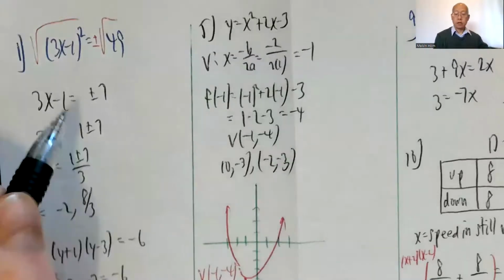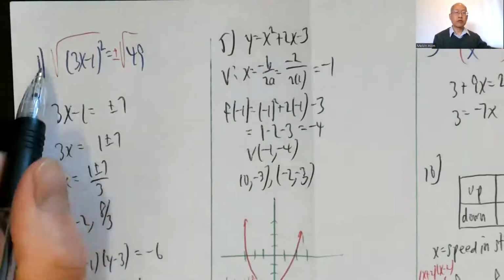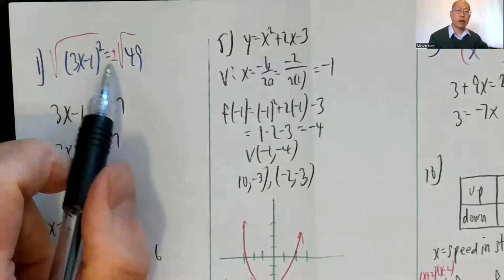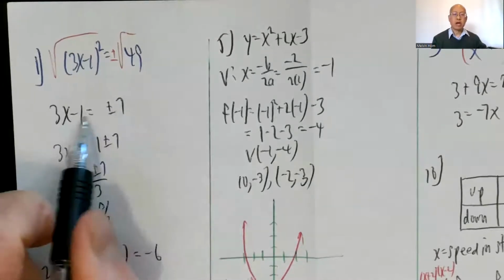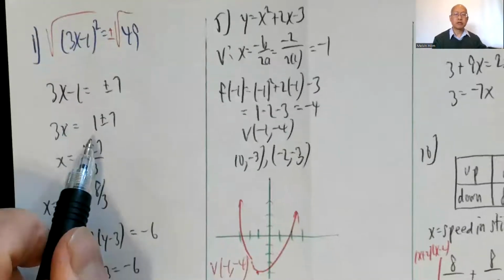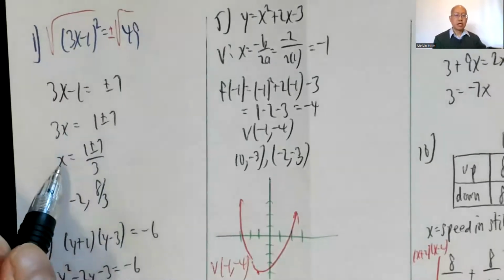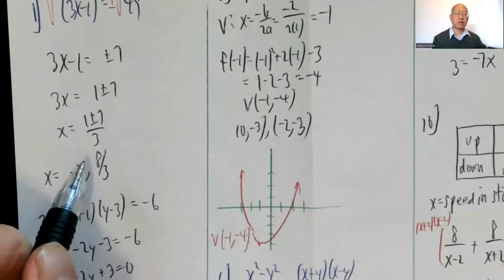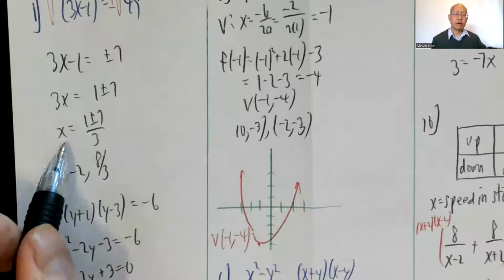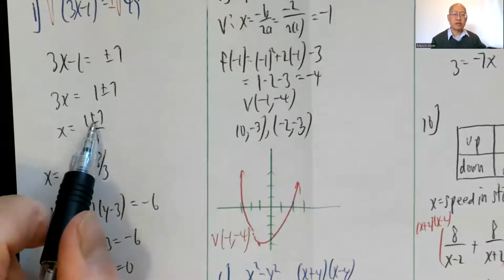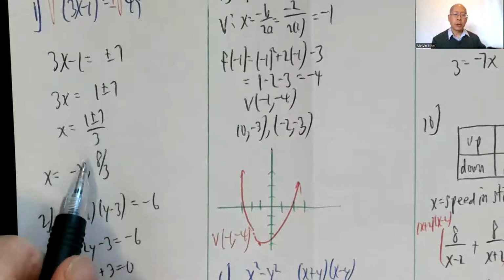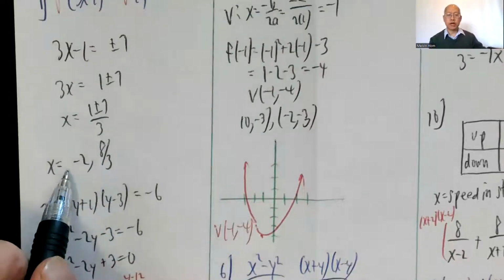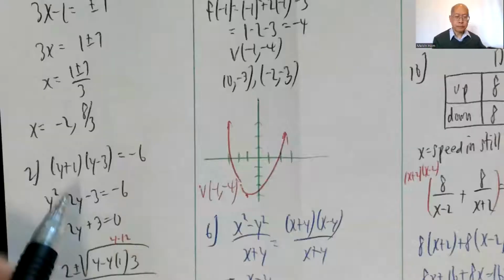Question number 1, use the square root property, take the square root of both sides, include a plus or minus. So we get 3x minus 1 equals plus or minus 7. Add 1, 3x equals 1 plus or minus 7, divide by 3. X is 1 plus or minus 7 divided by 3. Work them both out. 1 minus 7 is negative 6. Negative 6 divided by 3 is negative 2. 1 plus 7 is 8, so 8/3. So my two solutions are negative 2 and 8/3.